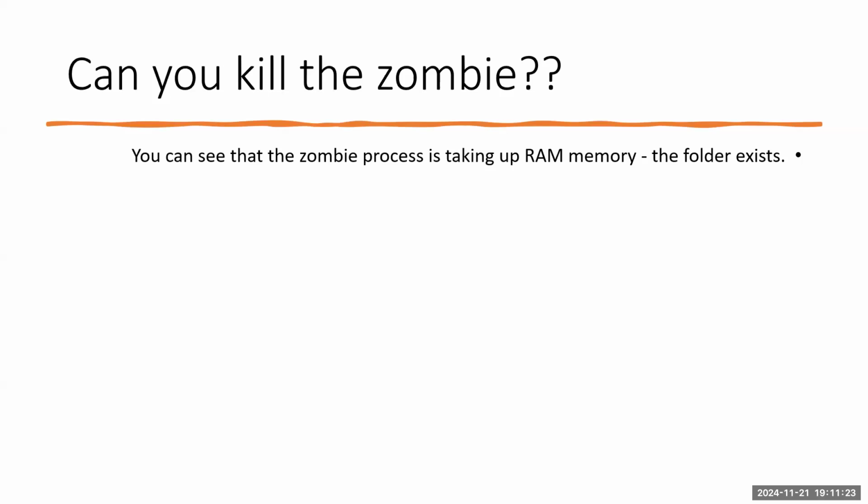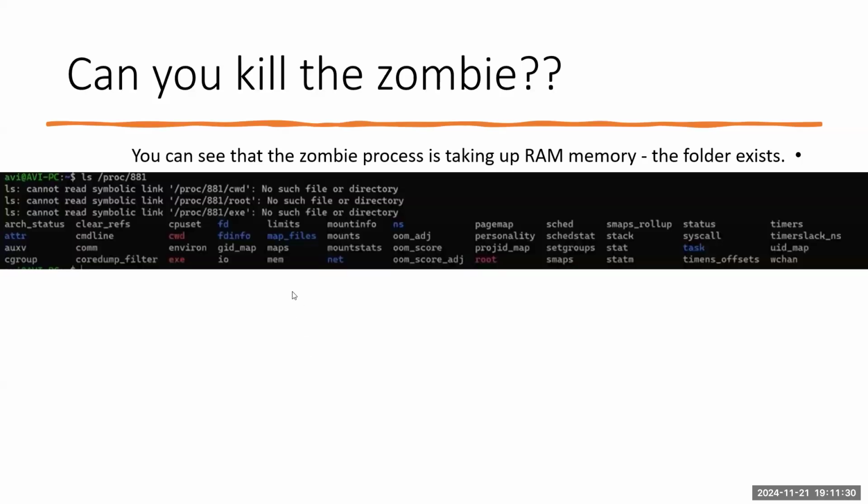Can you kill the zombie? You can see that the zombie process is taking up RAM because the folder exists. Here, we do ls proc 881, that was the child. And we notice that there is a process entry for it. Some of them don't work, like the command and the root, these ones aren't there, but all this other stuff, there is stuff here. And therefore it's taking up memory, but it's in the operating system.